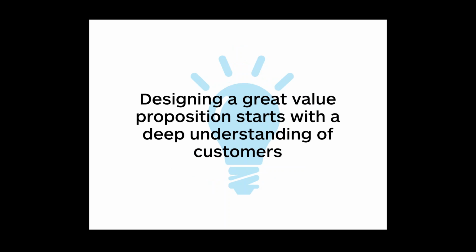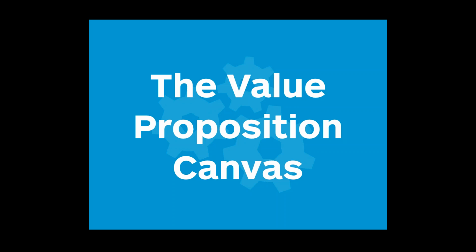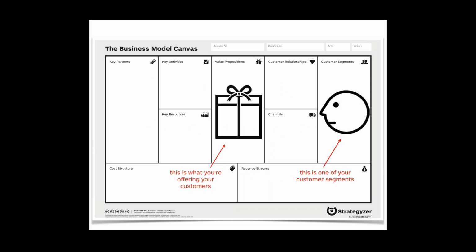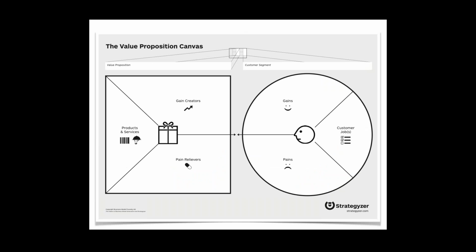So in order to design a great value proposition, it starts with a deep understanding of the customer. And to get that deep understanding of the customer, we use the value proposition canvas. So the value proposition canvas, as I mentioned, is kind of the deep dive into the customer segment building block and the value proposition building block, the value proposition that you're offering to customers. And your canvas is made up of 6 building blocks.